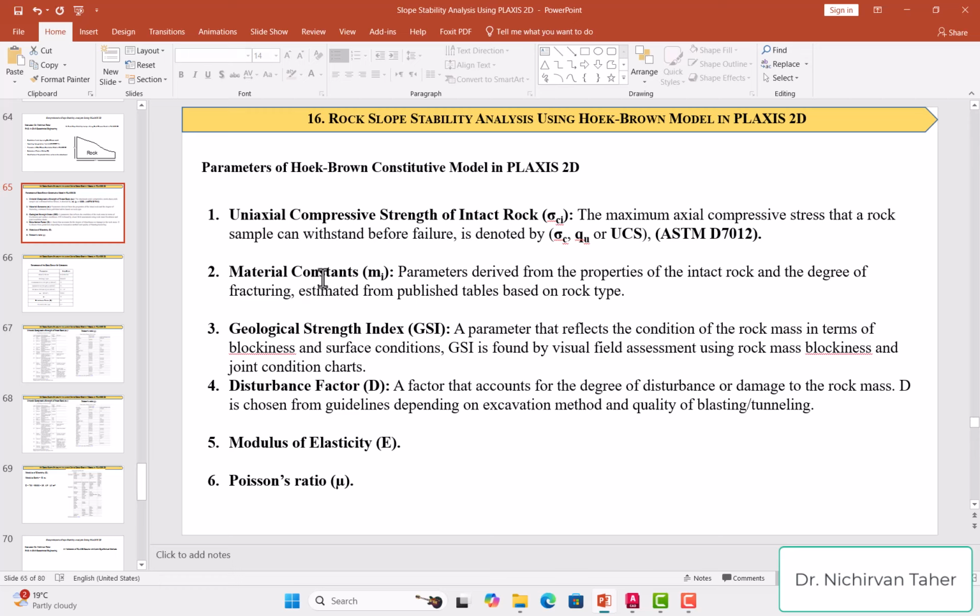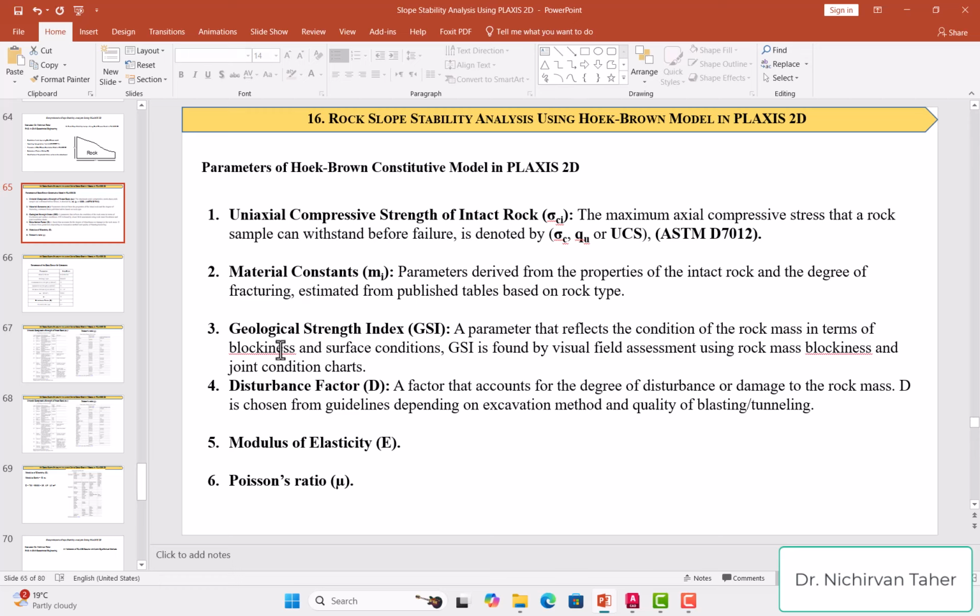Also, we have another parameter called the material constant, denoted by m sub i. This parameter is derived from the properties of the intact rock and the degree of fracturing, so it depends on the intact rock and how fractured this rock is. This can be estimated from published tables based on rock type in many geological books.